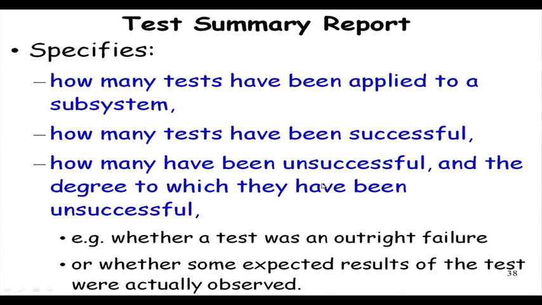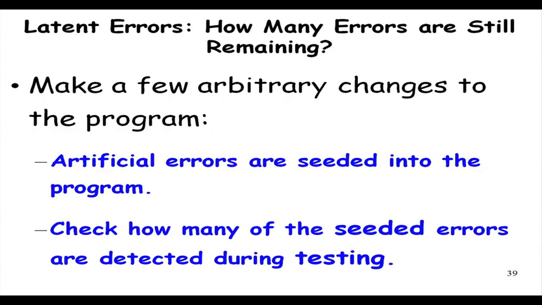Was it that in the usability test, in some fields you have to click the mouse twice, so that is a minor problem, or is it that it crashed? So, whether the test was an outright failure or whether some minor unexpected results etc., were only observed. So, that should be the contents of the test summary report.